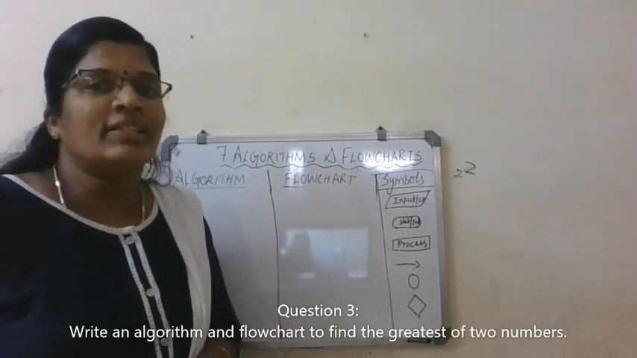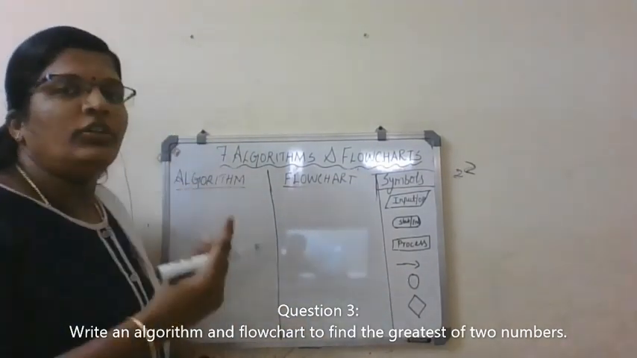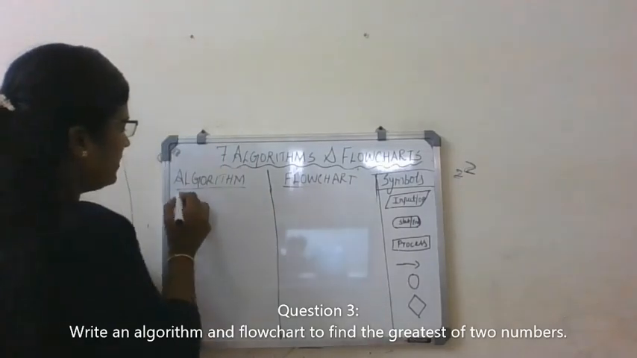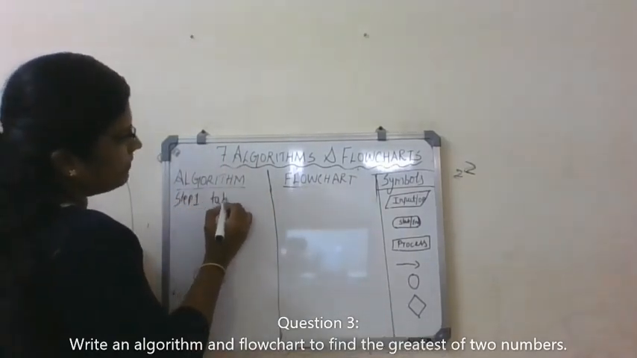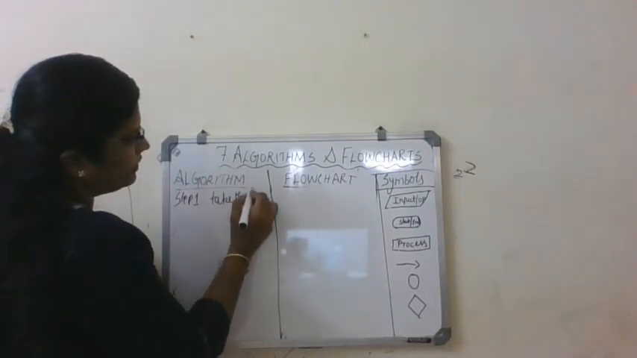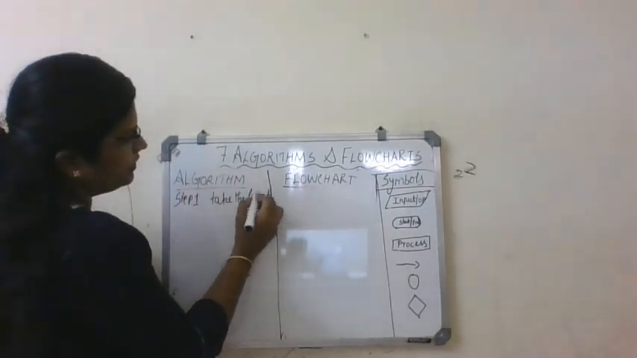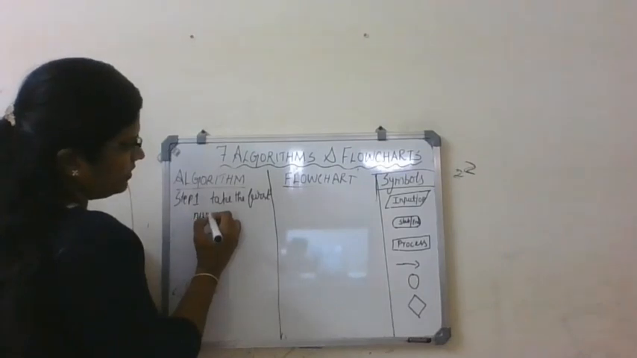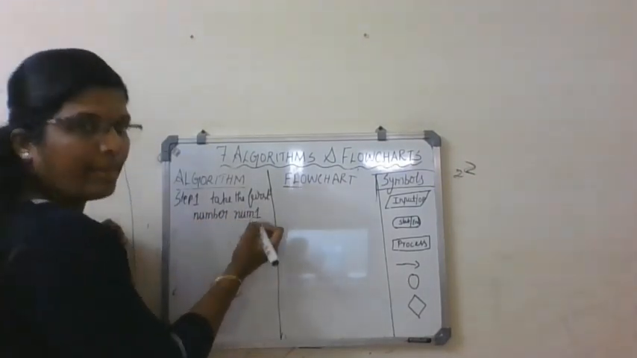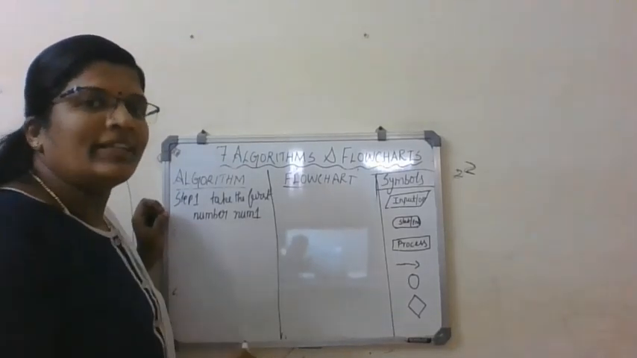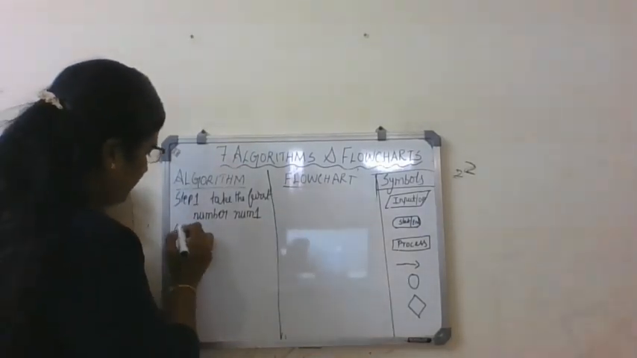Okay. So what is step 1? So first you have to take two inputs, two numbers. Okay. Step 1, take the first number, num1. Okay. Then step 2 is take the second number.